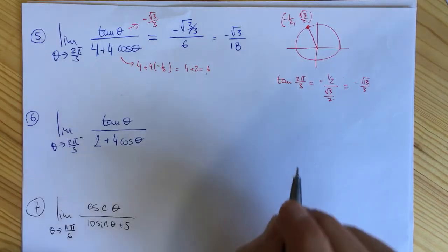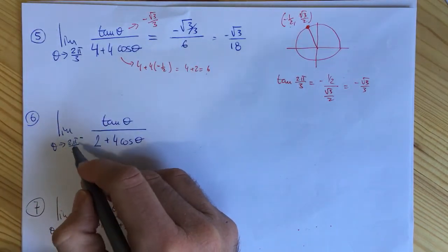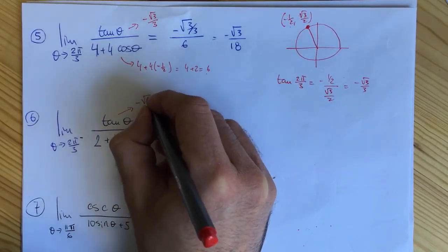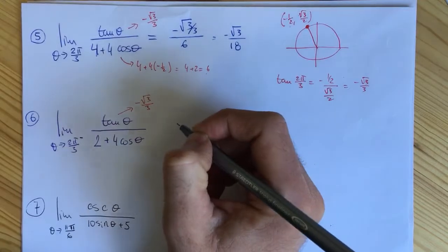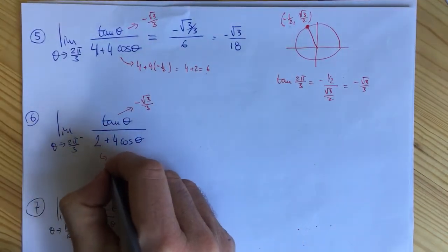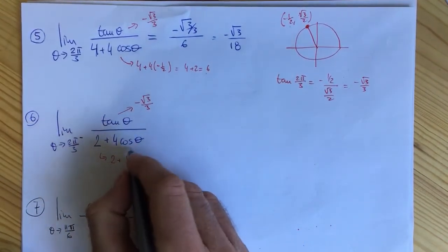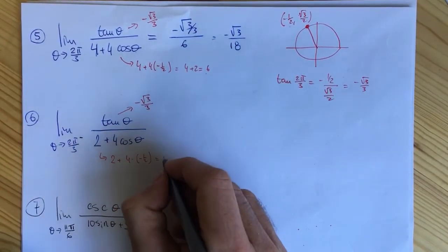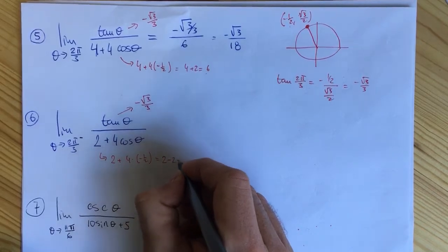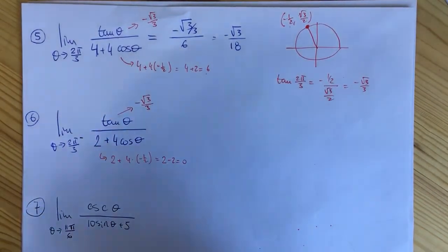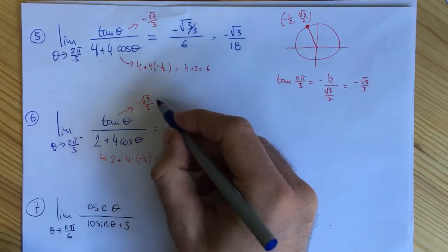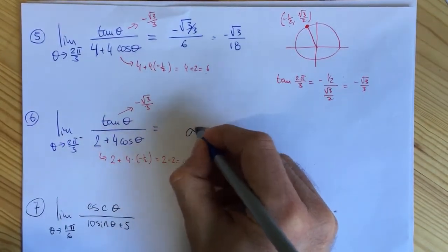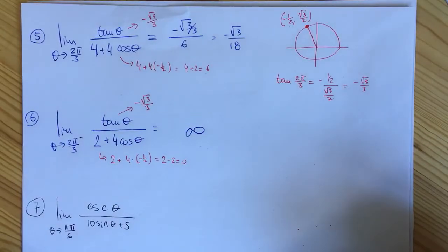We have a similar limit here. Again, theta goes to 2 pi over 3 from the left now. By direct substitution, we already evaluated the numerator: it is negative square root of 3 over 3. But now the denominator is 2 plus 4 times cosine of 2 pi over 3, which is negative 1/2. So that's 2 minus 2, which equals 0. So what do we have here? The numerator goes to a constant different than 0, the denominator goes to 0, so that means the ratio is going to be infinity.